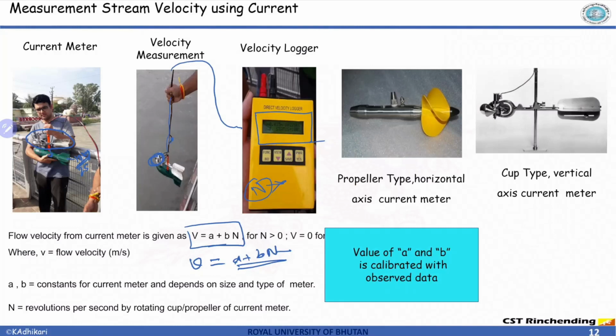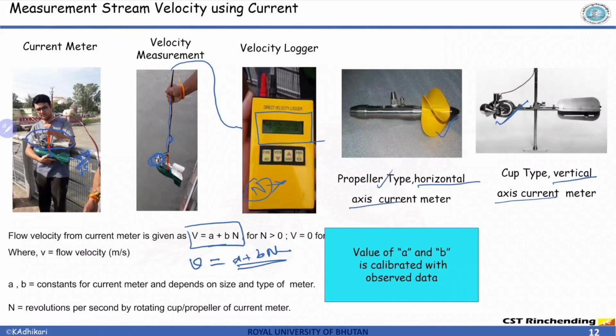And like I explained, there are types of current meter. This is the propeller type, usually very small in size. And this one is the cup type. Normally for a larger river, this cup type is employed. For a small stream, the propeller type is used. It has both advantages as well as disadvantages. It can be on a vertical axis, like you can see here, or it can be on a horizontal axis.